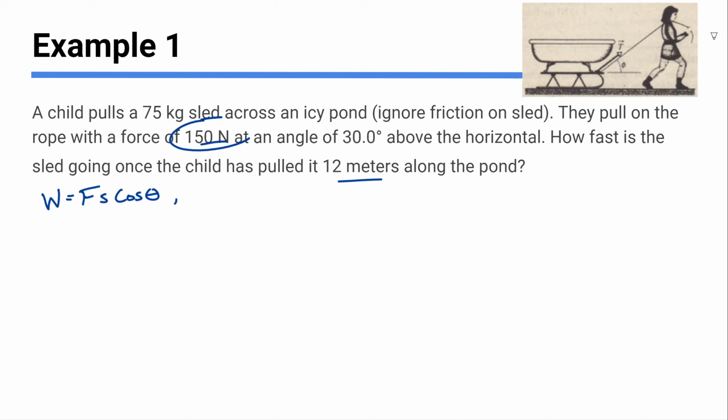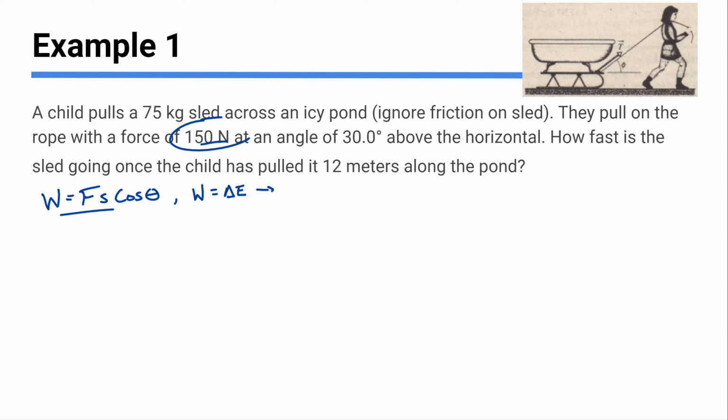That's the other part of this. We want to think about the definition of work. Remember, this is just an equation to find how much work a force does. Well, what's the definition of work? Work is the change in energy. So what that equation would really tell me is how much energy I put into the sled. So the change in energy of the sled, meaning final minus initial energy of the sled.